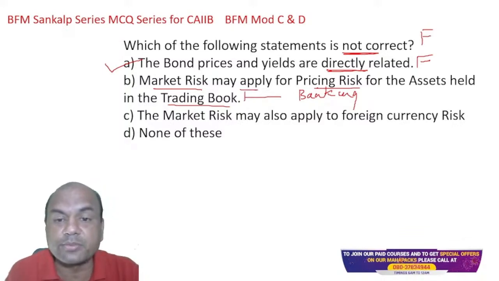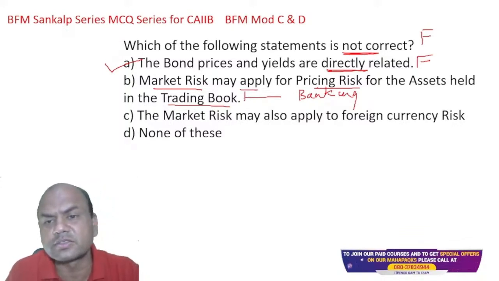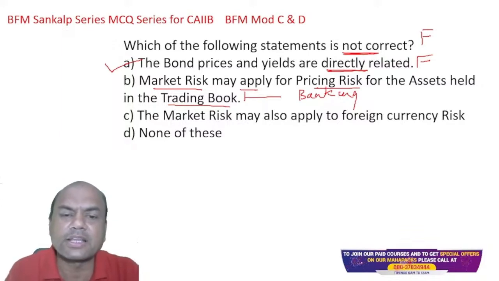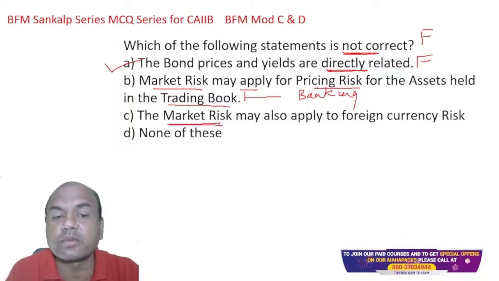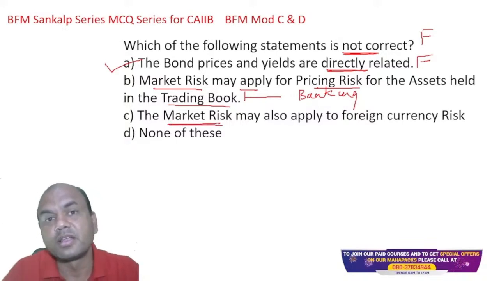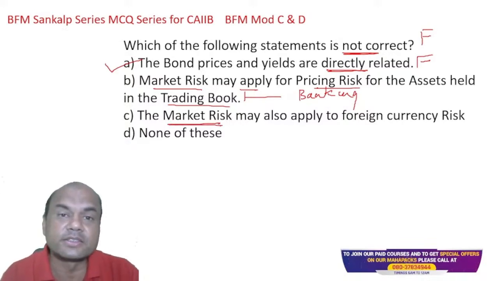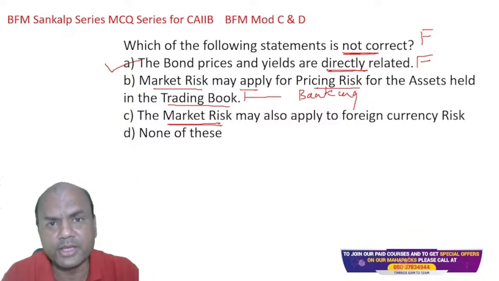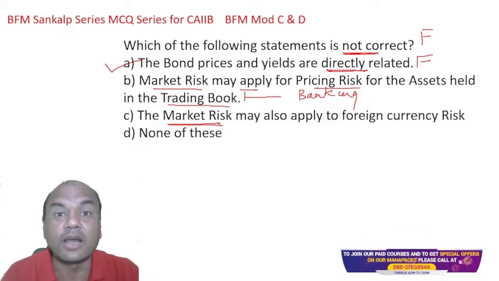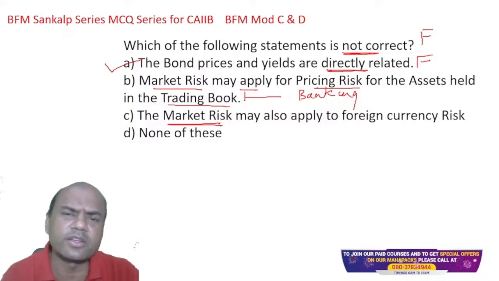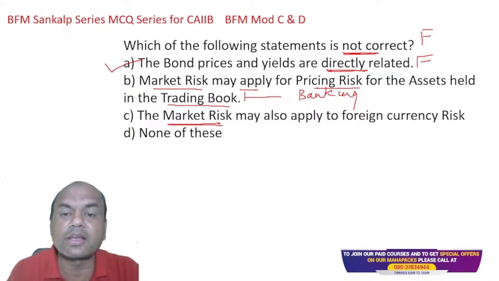The market risk may also apply in foreign currency risk. So obviously, market risk means what? Risk which is not in your hands. Like the Russia-Ukraine war, COVID, is it in your hands? Nothing. RBI changing the repo rates, it's not in your hands. So that's why market risk may also apply to foreign currency risk. So that is also true. So the answer is only A.